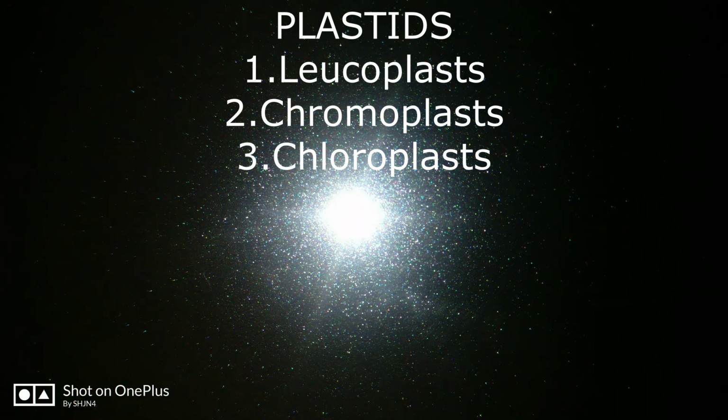Leucoplasts. These are colorless plastids which generally occur near the nucleus in non-green cells. They have variable size, form, and stored nutrients. Granum is absent. There are three types of leucoplasts: amyloplasts, elaioplasts, aleuroplasts. Amyloplasts are starch-containing leucoplasts. Example: potato tuber, rice, etc.